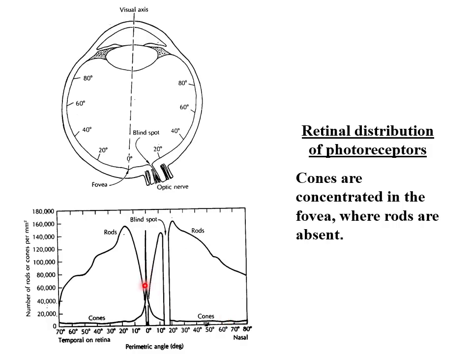Rods, on the other hand, are absent at the fovea, but increase in number as you move away from the fovea. So cones give a great deal of information about the central portion of the visual field. Rods give much more information about the more peripheral portions of the visual field. And then we see the blind spot where there are no photoreceptors. The blind spot is where axons from retinal ganglion cells leave the globe, and there are no photoreceptors at that site.